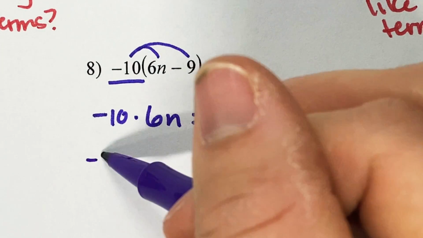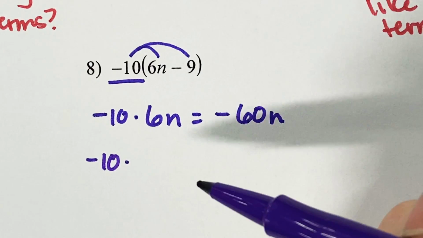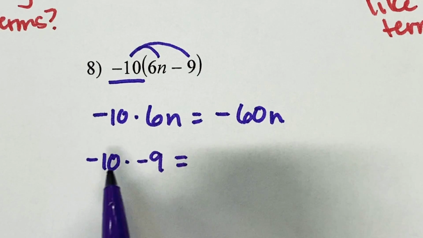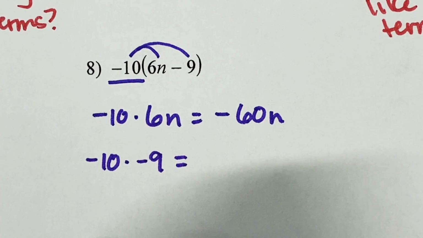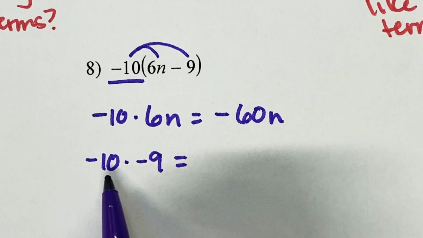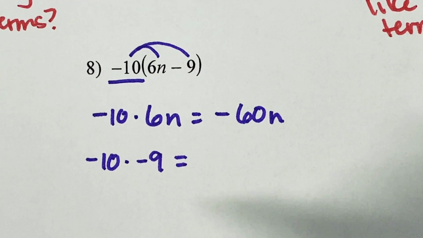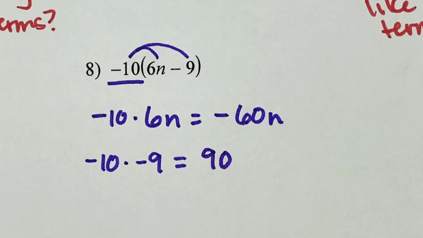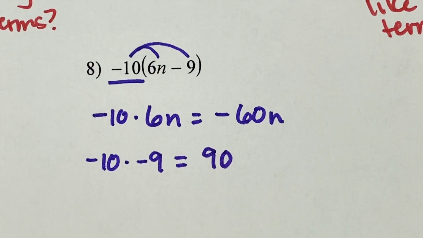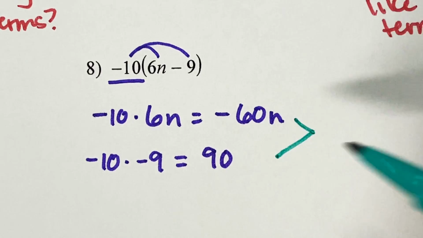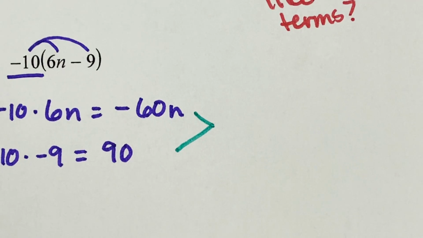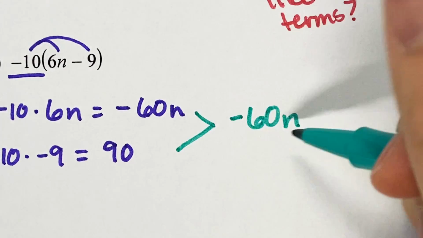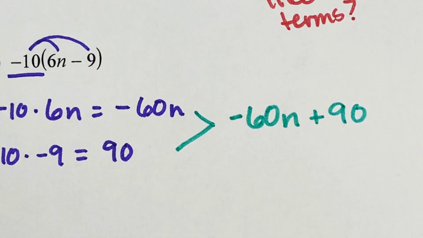Okay, now let's take negative 10 times negative 9. What do we get when we multiply a negative times a negative? It's going to give me a positive, right? So what is 10 times 9? It's going to give me 90. Okay, so we multiplied by everything inside. Now we just need to rewrite them together in our expression. So this is going to be negative 60n plus, because it's a positive, 90.